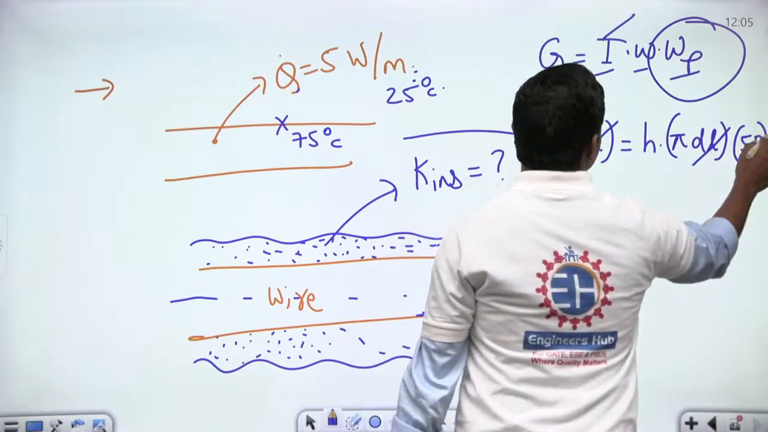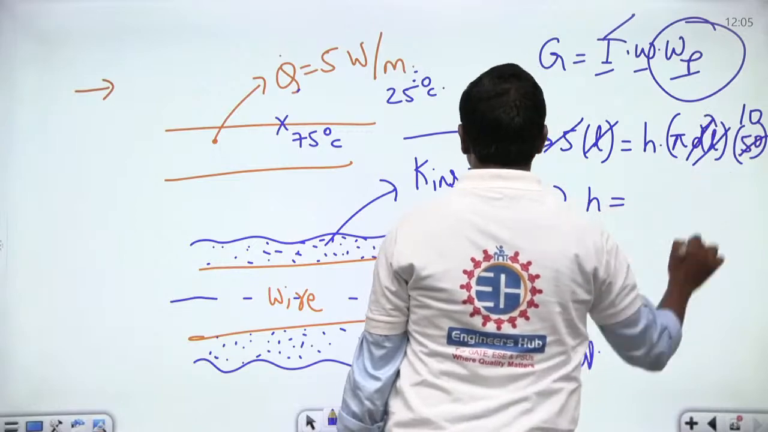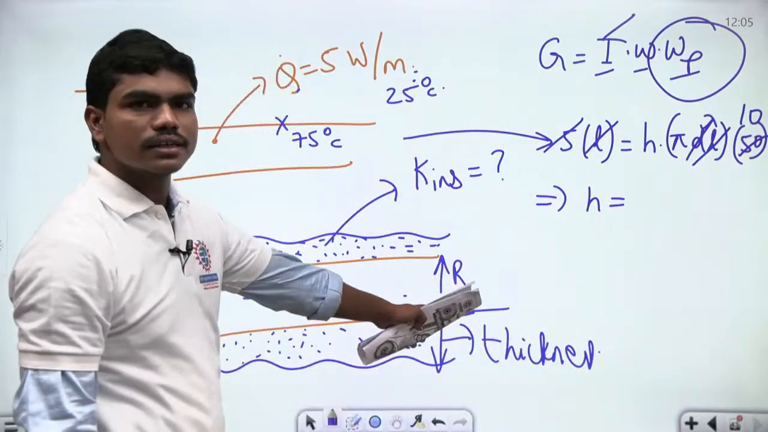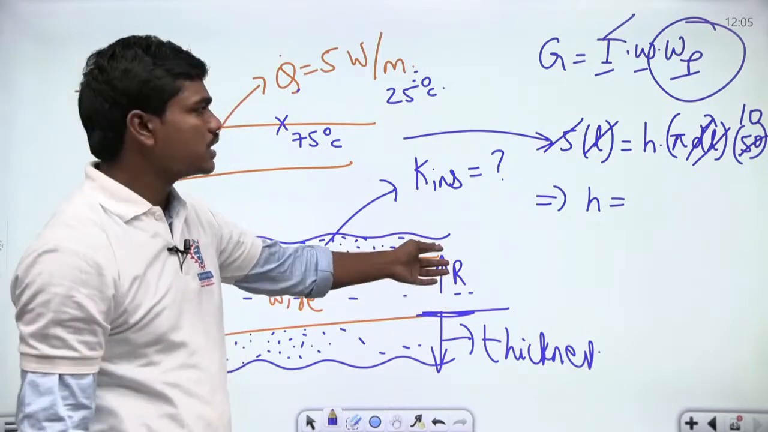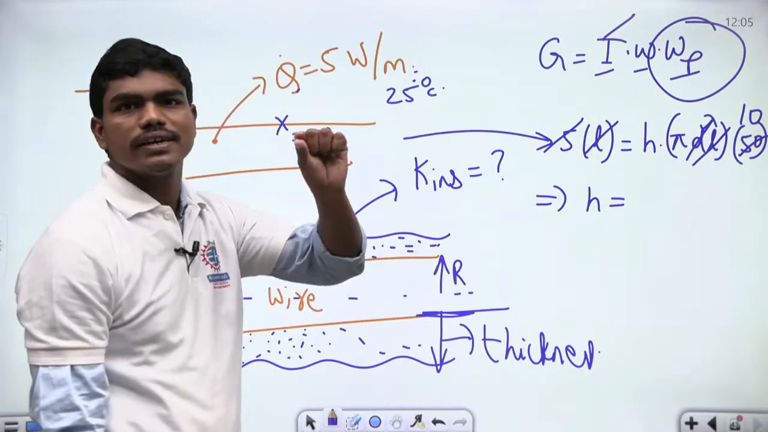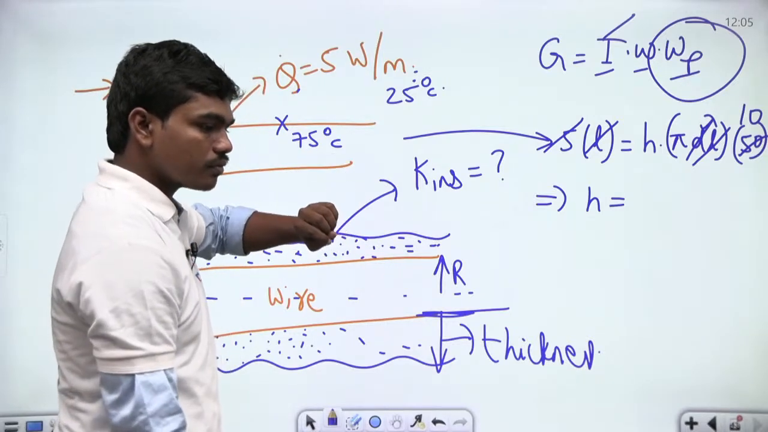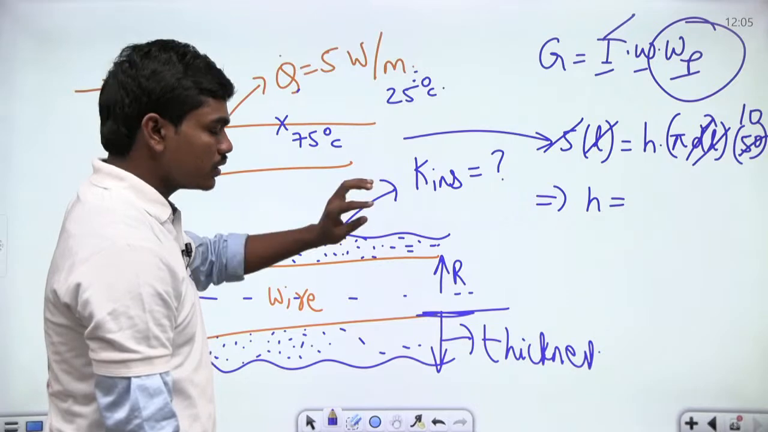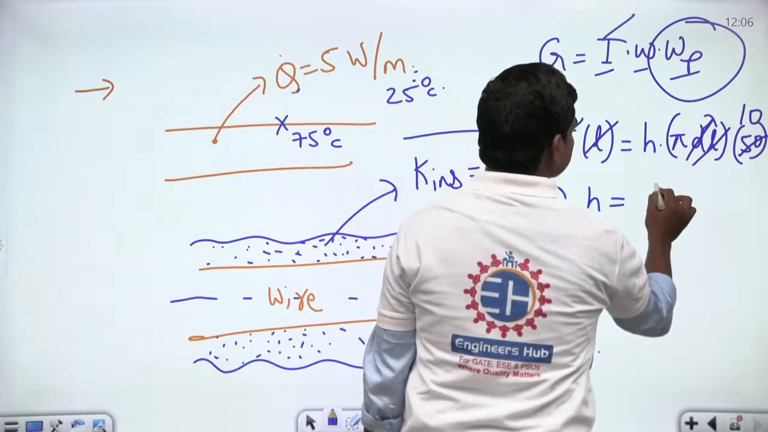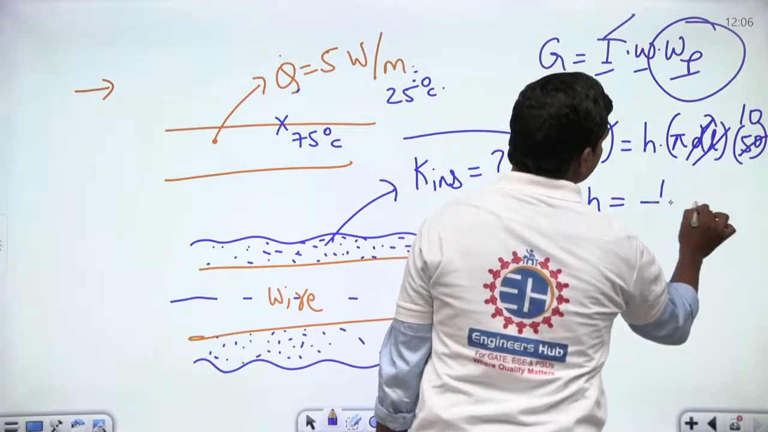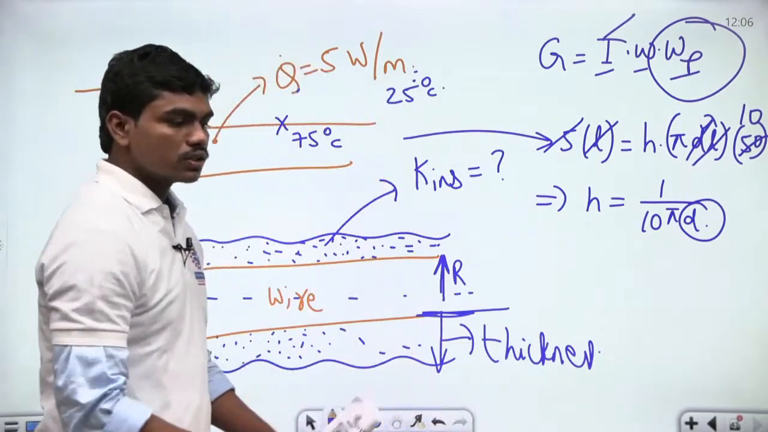L gets cancelled, 5, 10, and of course we have h, and the diameter is also given. I don't remember the exact value, but I think the radius is 1 mm, or 1 centimeter, 1 mm I guess. Since it's a wire, generally wires are very thin, and 5 watts is also a very low value. So h is equal to 1 by 10 pi d. Of course, you need to substitute the diameters and all.